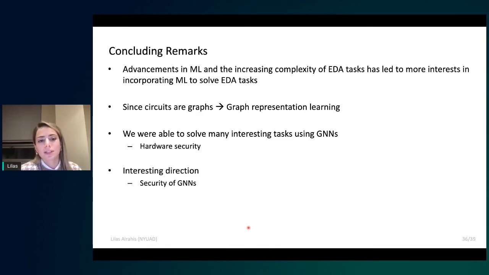And as you can see, since I am interested in hardware security, I have been using GNN for hardware security, but some direction that we are interested in pursuing is actually the security of the GNN. So we are using this GNN for different critical hardware security applications. We need to ensure the reliability of the GNN.